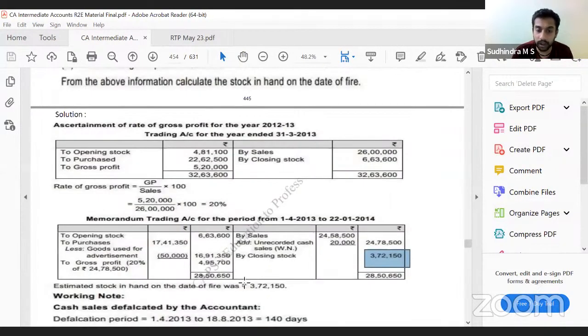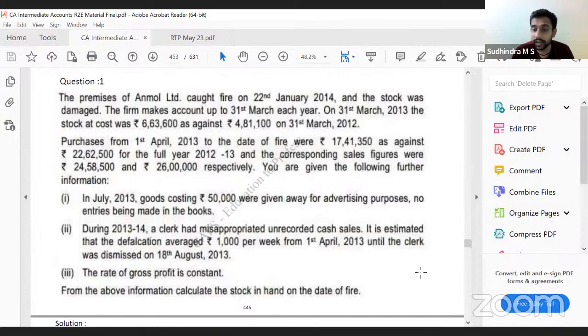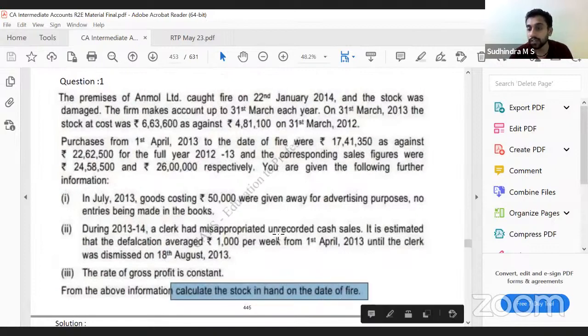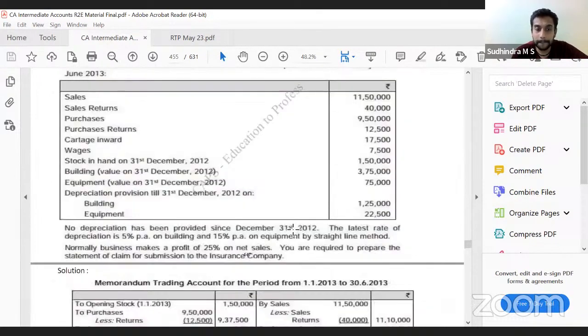So that itself will be the loss amount, 3,72,150. They have not asked us to calculate the claim. They have only asked us to calculate stock in hand as on the date of fire. So the closing stock itself will be the final answer. Is that clear?